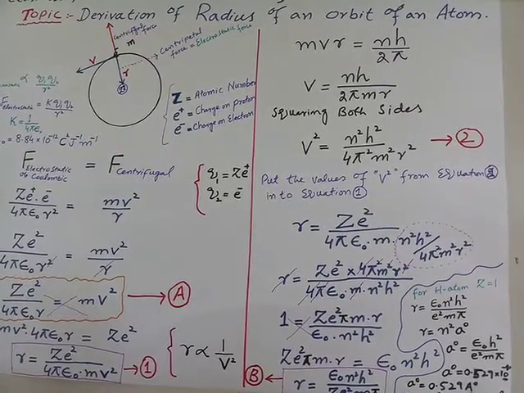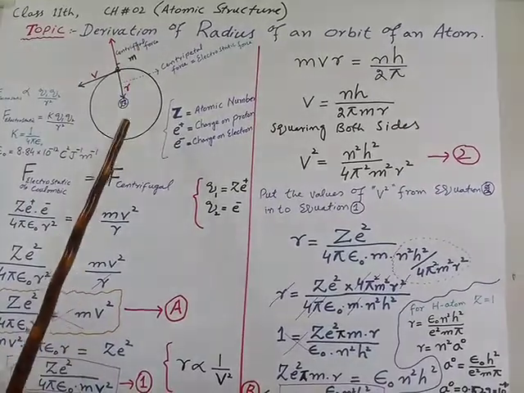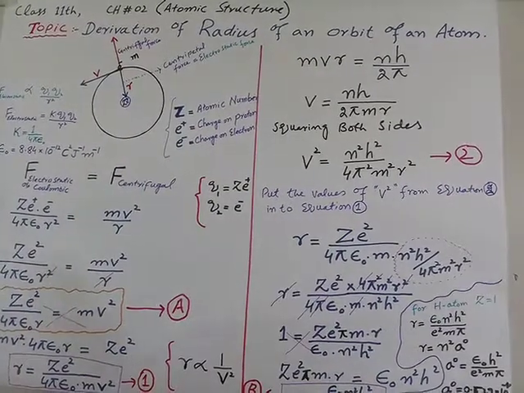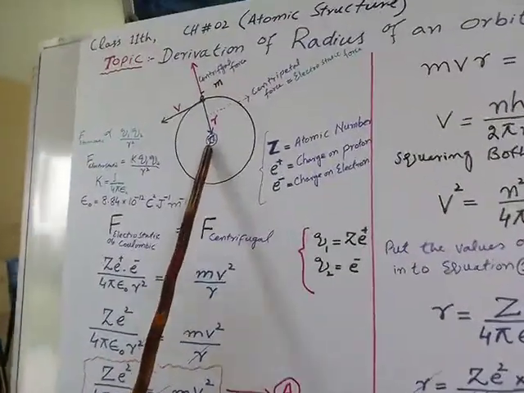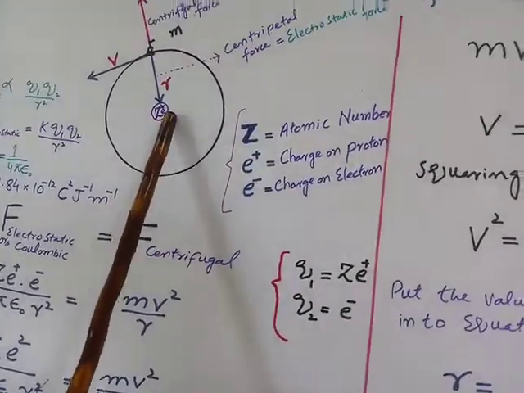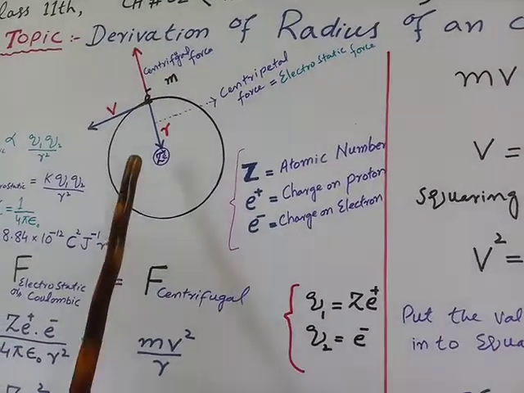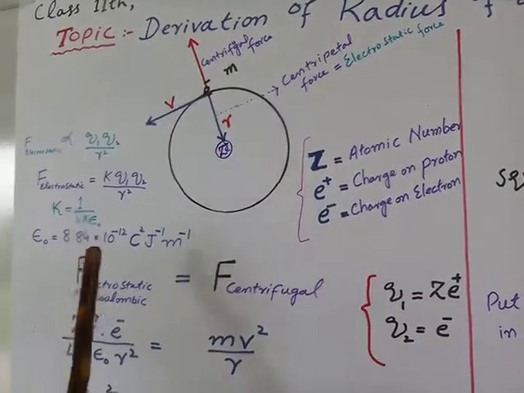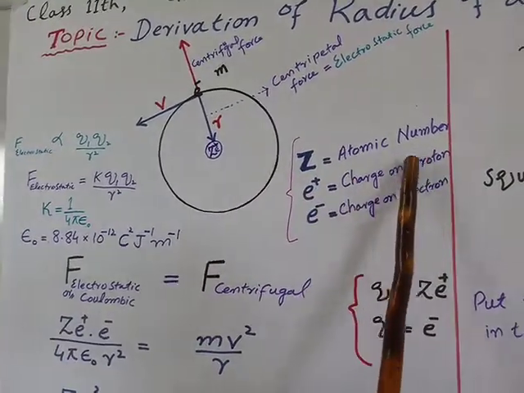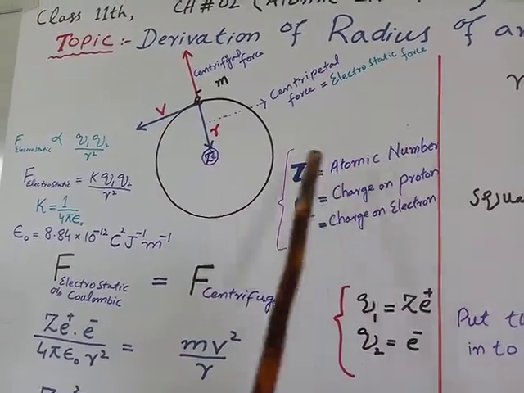So I have considered here the hydrogen atom. Let's say this is the hydrogen atom. This is its nucleus. If you see, in the nucleus I have written Ze plus. There is only one proton in the nucleus of hydrogen atom. E plus is the charge on proton, while Z is the atomic number.